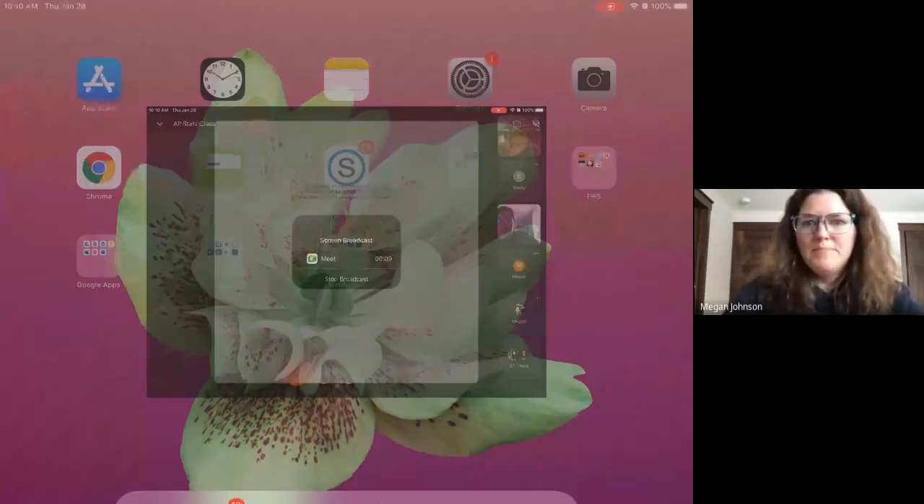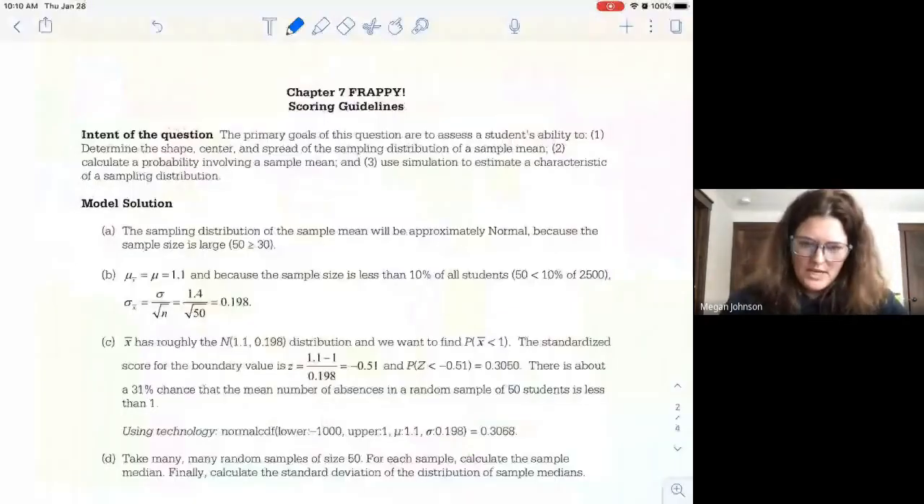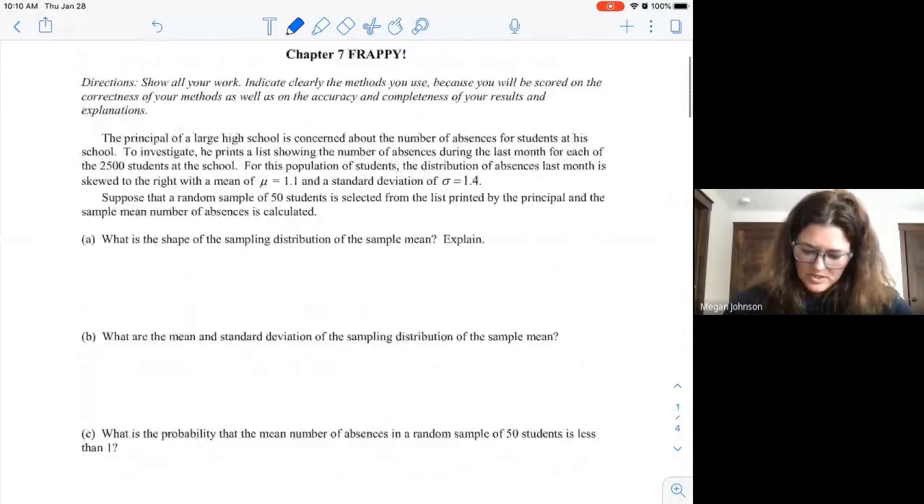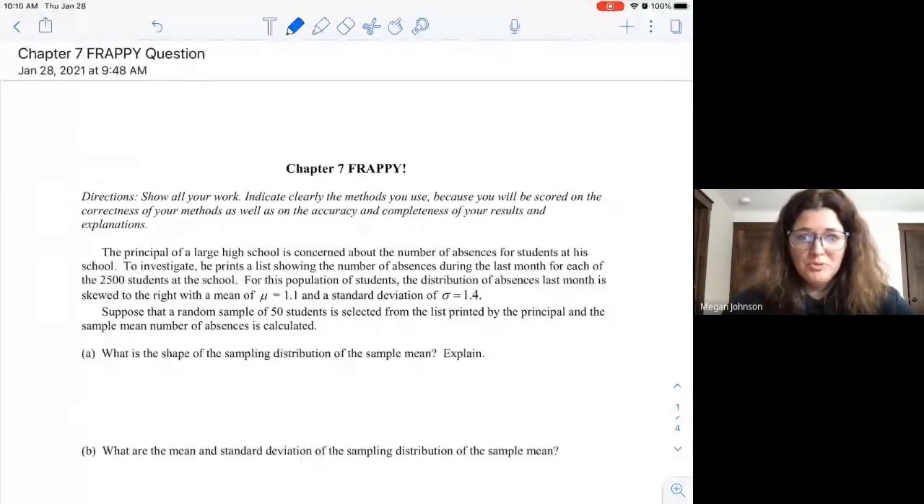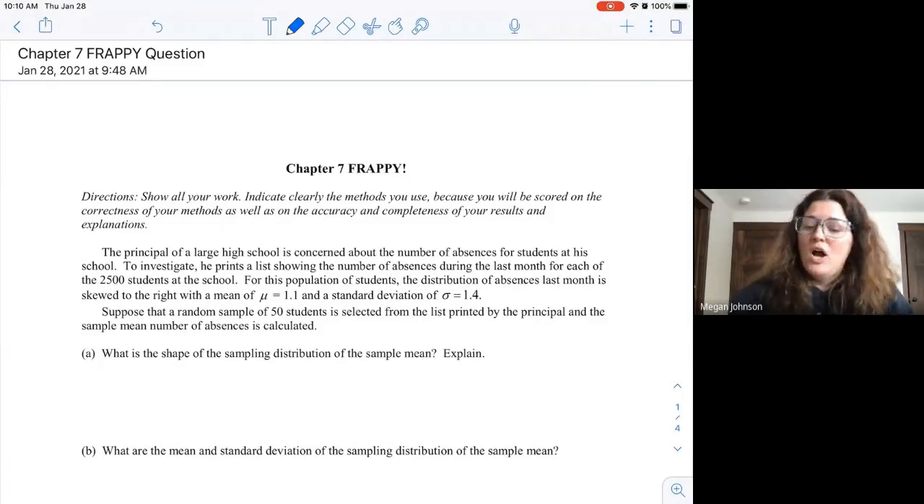So Chapter 7 FRAPPY. In Chapter 7, we get into sampling distributions. We looked at sampling proportions, and then we also looked at sampling means. Your Chapter 7 FRAPPY was on sampling means, and it was also on a distribution that was skewed, not a normal distribution. So we had to think about how we deal with that and what we do with that.